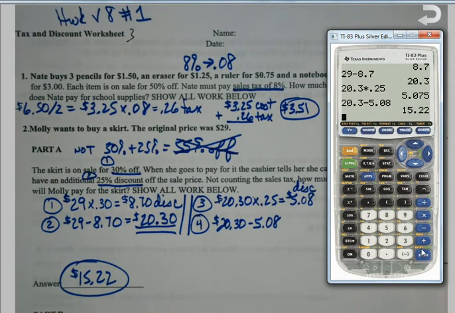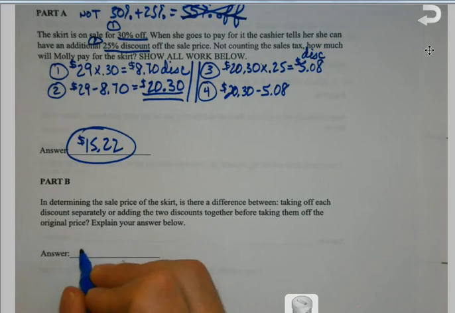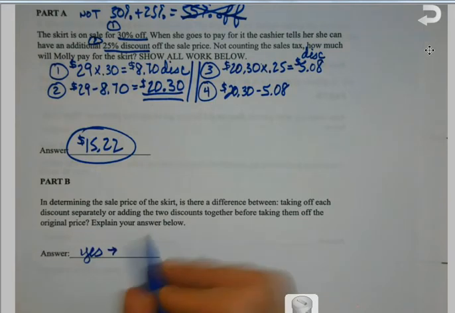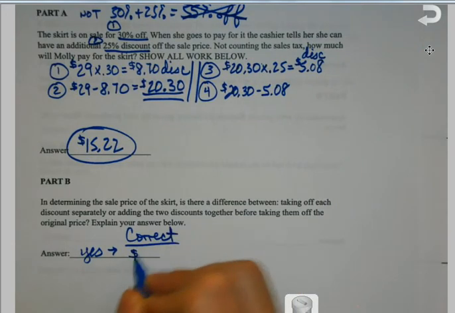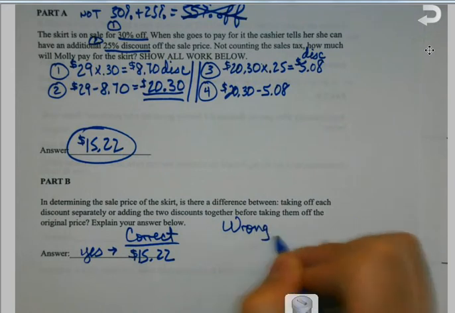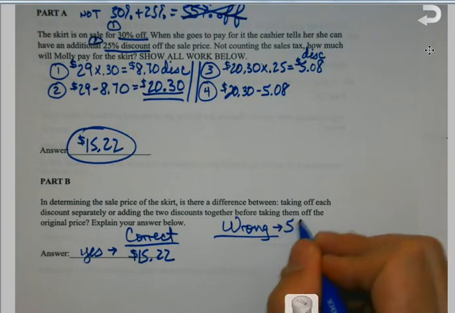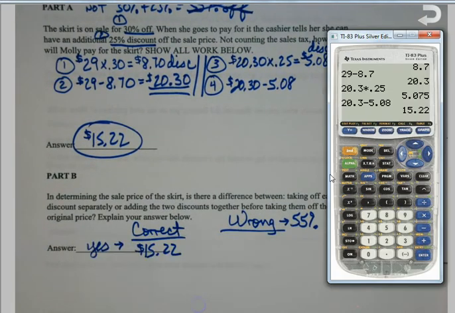And I guess I sort of thought ahead a little bit because I'm looking at the next question and going, oops, I already said this. In determining the sale price for the skirt, is there a difference between taking off each discount separately or adding them together? Well, yeah, there is. Because the right way that we did above, I guess we'll call this the correct way, we got $15.22. If we did it the wrong way, if we added them up and called it 55% off, because that's what 30 plus 25 is, let's see how much of a difference that would have made if the cashier did this wrong, how much they'd have cost the store here.